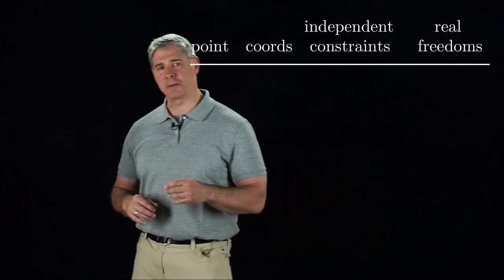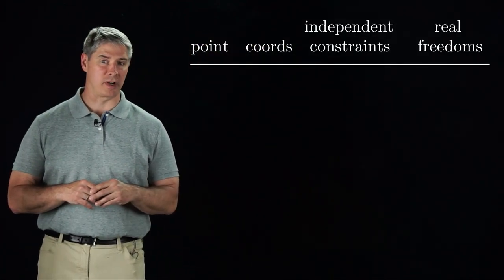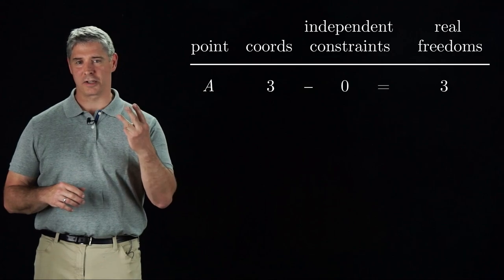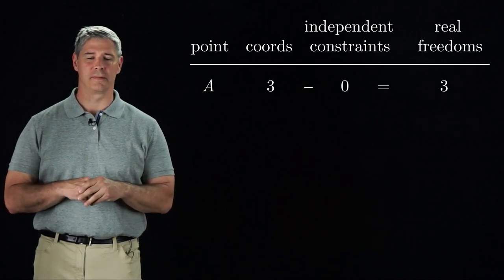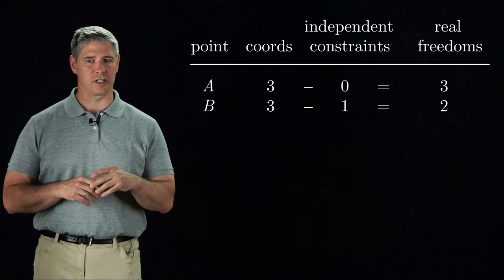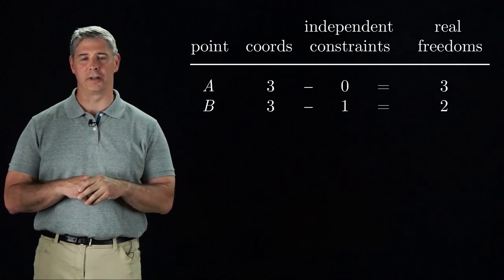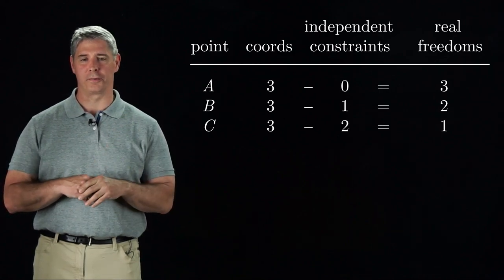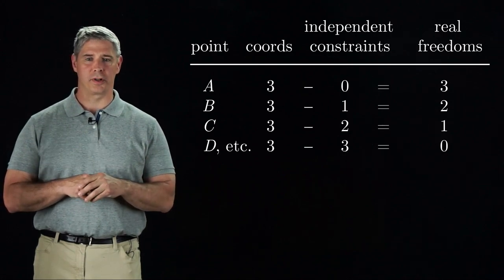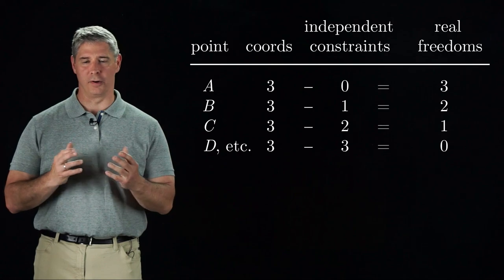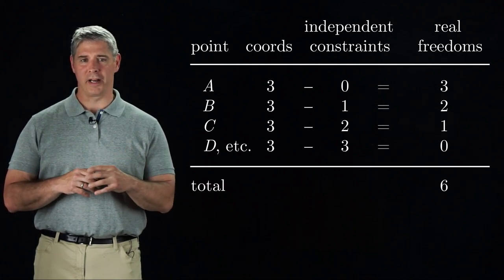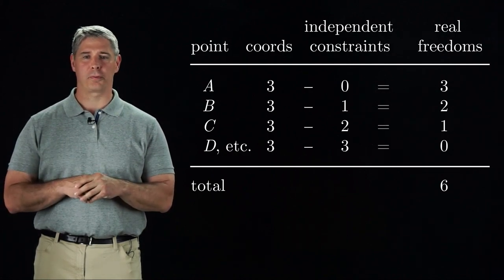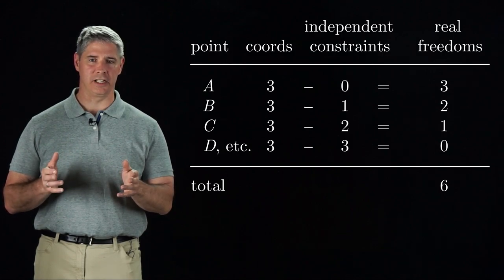To summarize, let's count for each point on the body the number of coordinates, the number of constraints on those coordinates, and therefore the number of real freedoms in choosing each point. Point A has 3 coordinates and no constraints in how we choose them. Point B has 3 coordinates, but they're subject to 1 constraint, so we only have 2 real freedoms. Point C has 3 coordinates, but they're subject to 2 constraints, so there is only 1 real freedom. All other points have 3 coordinates, but are subject to 3 independent constraints, so there are no further freedoms. Thus, a rigid body in space has 6 total degrees of freedom, 3 of which are linear, or XYZ, and 3 of which are angles, sometimes called roll, pitch, and yaw.